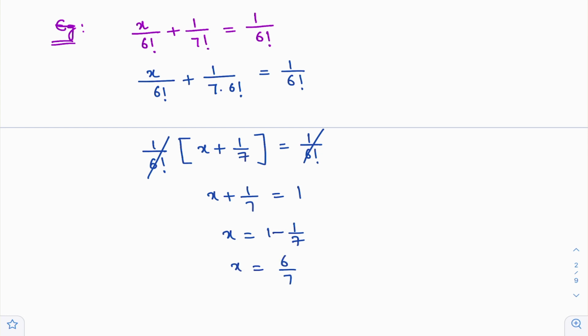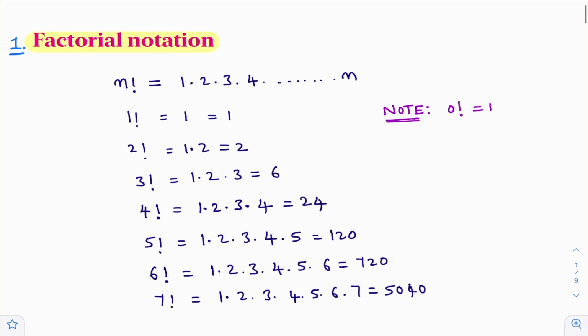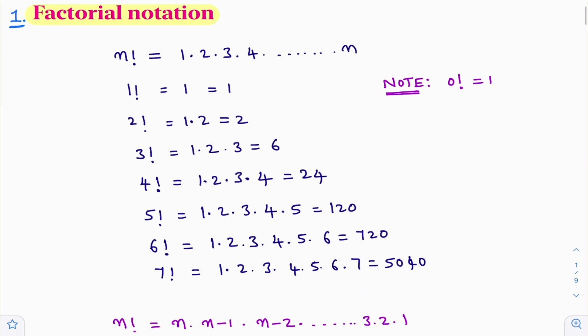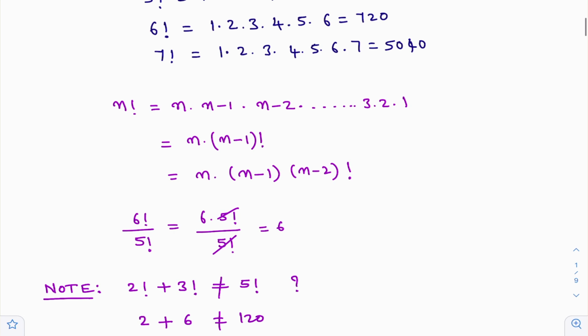So related to this factorial notation, what points you need to consider? N factorial, what is n factorial? N factorial is the product of the first n natural numbers. And you need to memorize these things up to 7 factorial at least. No sir, I will memorize 8 factorial means okay, you are welcome. And n factorial can be written like this.